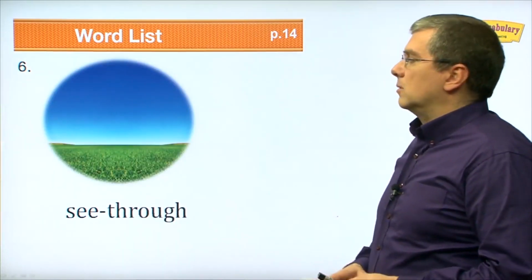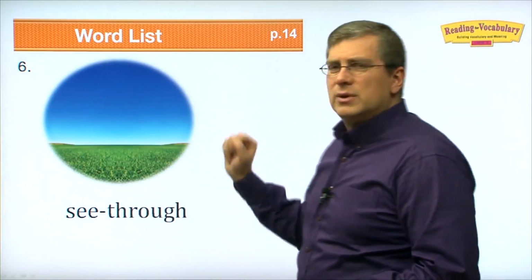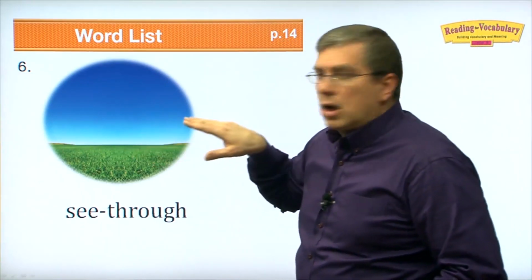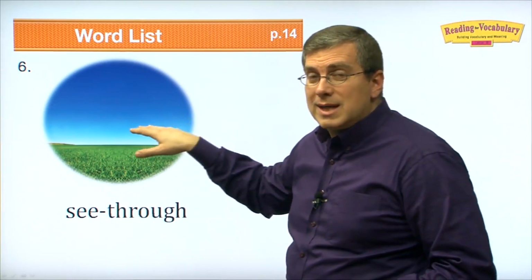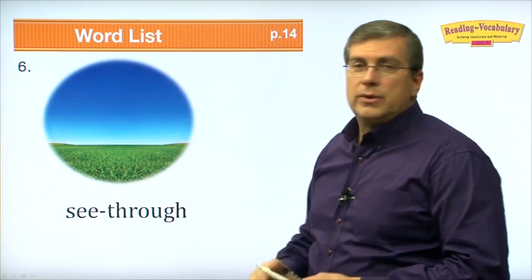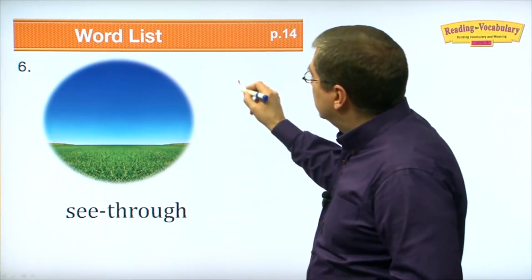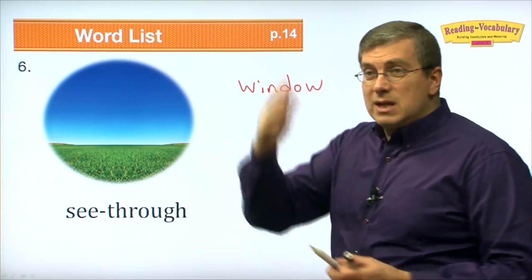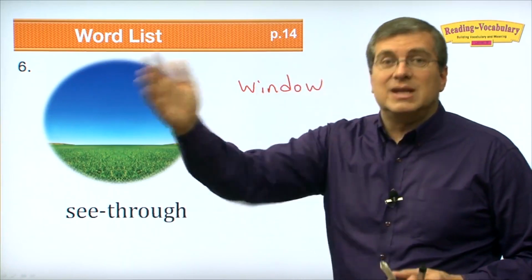Next one, see through. Now this picture, I have to explain it a little bit. To see through means you can see through the air very easily, right? Also, another thing that you can see through is a window. You can see through the glass of a window.